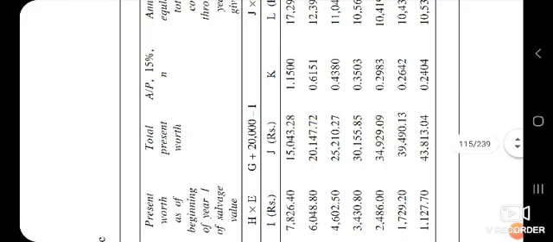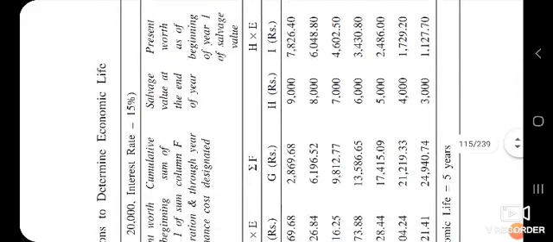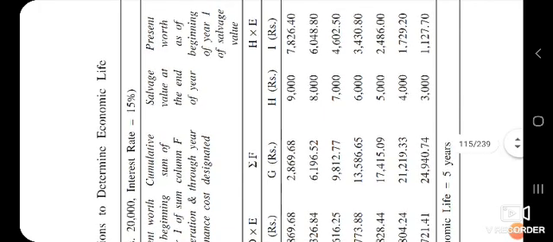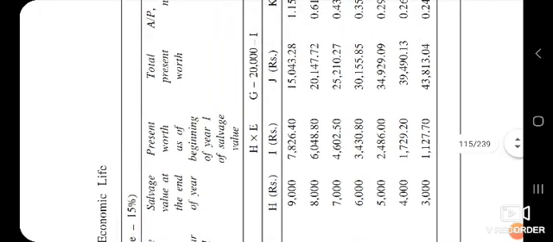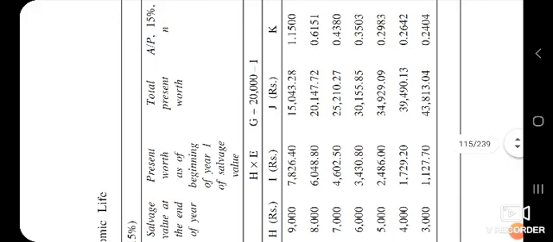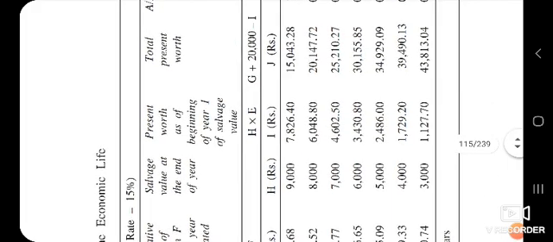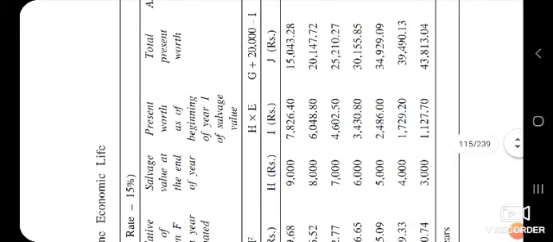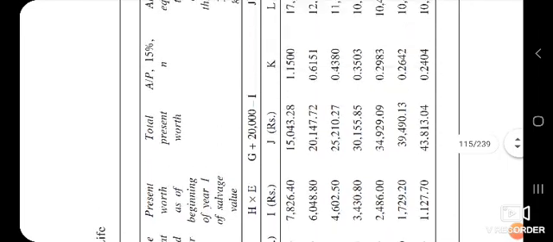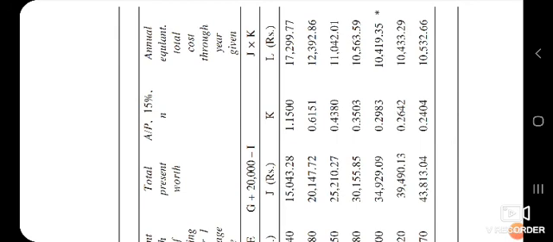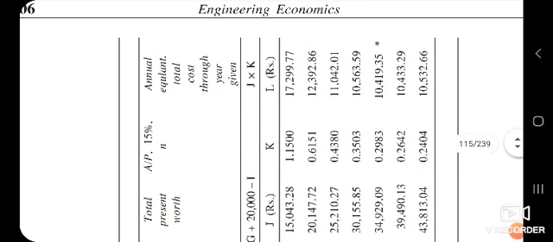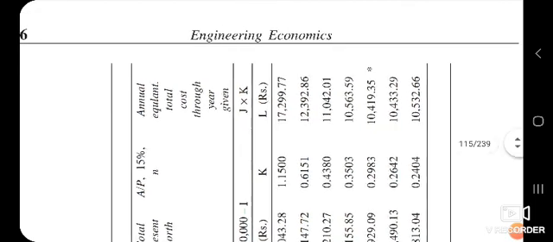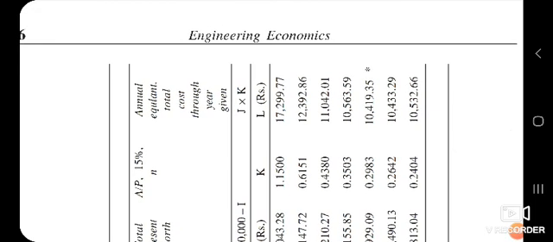Okay, so that's the total present worth, which will be G. So G is the cumulative sum of column F through the year designated, plus the first cost, that is 20,000, and minus the salvage value, right? So the salvage value, don't take it as it is, you have to multiply with a factor. Okay, keep that in mind. Okay, and then you can get the factor for the annual equivalent, and you can find the annual equivalent cost through the year given.